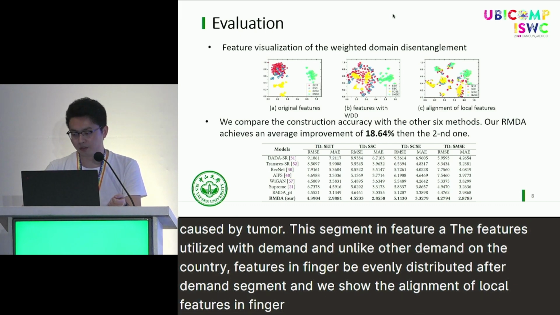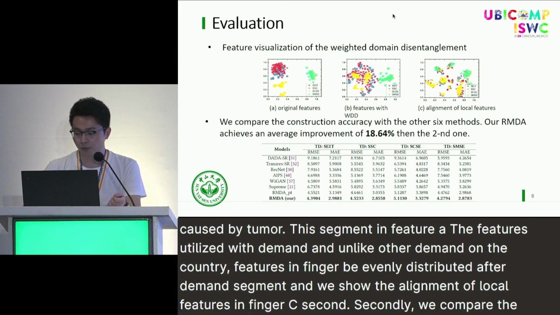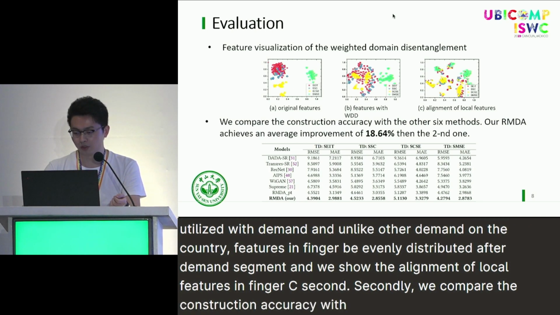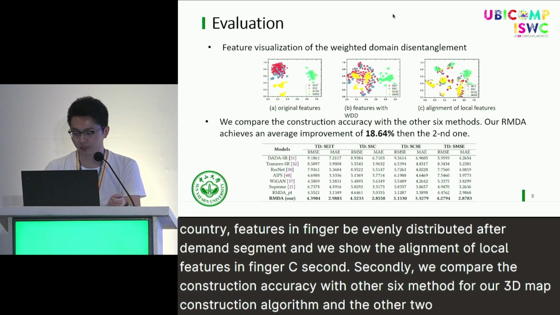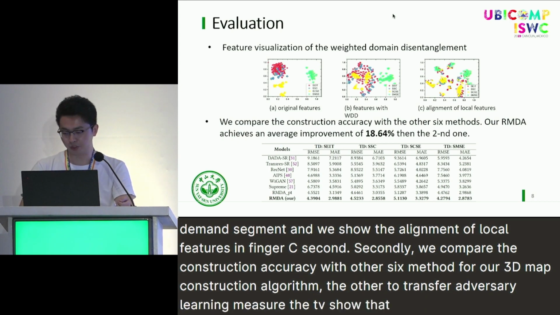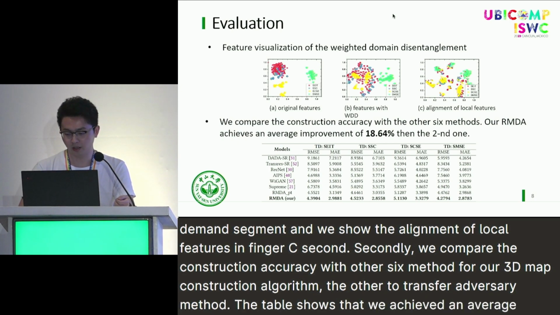Secondly, we compare the construction accuracy with 6 other methods, of which 4 are state-of-the-art radio map construction algorithms and the other 2 are transfer learning methods. The table shows that we achieved an average improvement of about 18%.